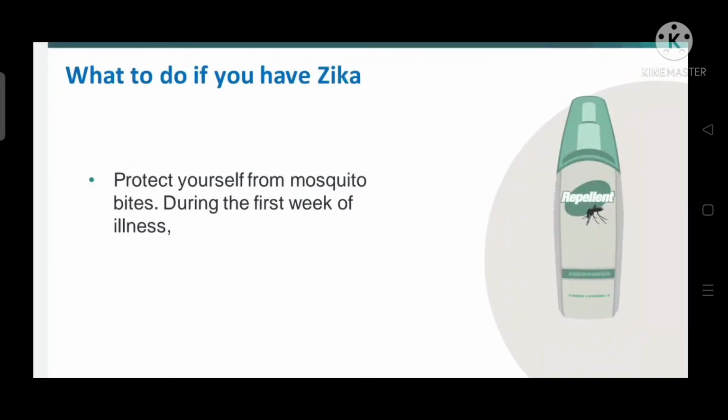What to do if you have Zika virus? I already told you that the Zika virus can be found in blood, and this virus can be passed from an infected person to another person through mosquito bites. So if Zika virus is detected, immediately protect yourself from mosquito bites during the first week of illness, so that you cannot spread it to other people.